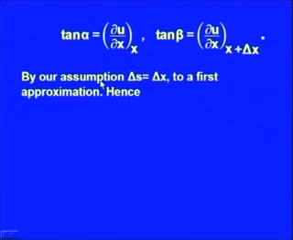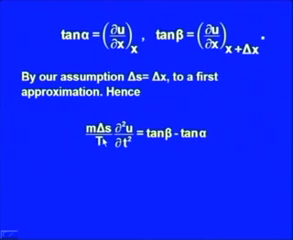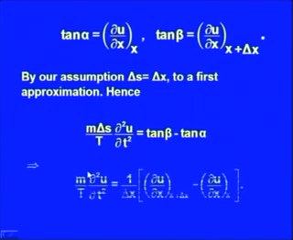And by our assumption, delta s is equal to delta x to a first order approximation. Hence, m delta s over t delta square u over delta t square is equal to tan beta minus tan alpha, which implies that m over t delta square u over delta t square is equal to tan beta minus tan alpha, that is delta u over delta x at x plus delta x, minus delta u over delta x at x, divided by delta x.